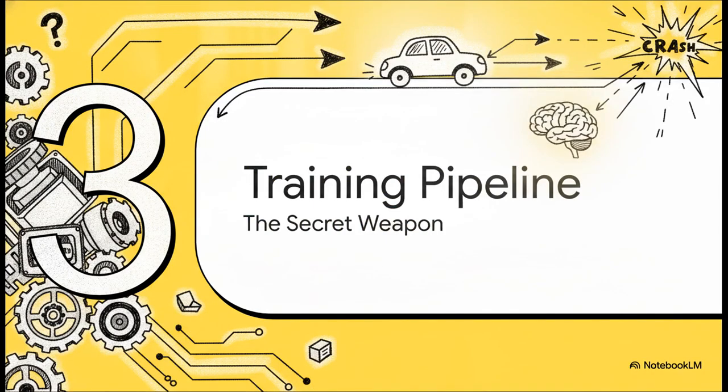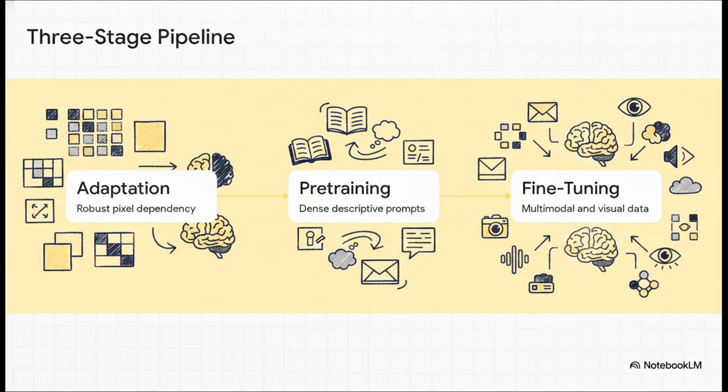Section 3, the three-stage training pipeline. Because you can have the best engine in the world, but if you don't teach it how to drive, you're going to crash. Let's dive right into this pipeline. We're looking at Stage 1 for initial adaptation, Stage 2 for unified pre-training, and Stage 3 for multimodal fine-tuning. Three distinct stages that elegantly build from basic feature mapping to complex instruction following.